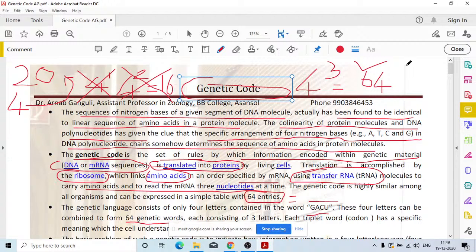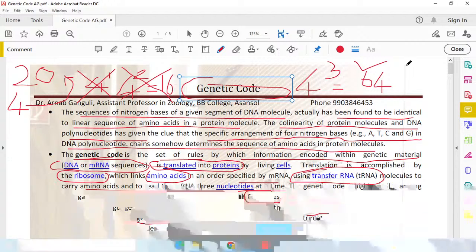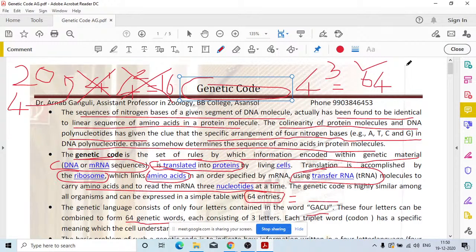4 to the power 4 becomes 256. That is too much. Why will there be so many? Why would pentalettes be required? Quadrilettes are not proper. If it is quadrilettes or pentalettes, it is not required; the combination is too much. You have to code for only 20. So the minimum which is required is 3.